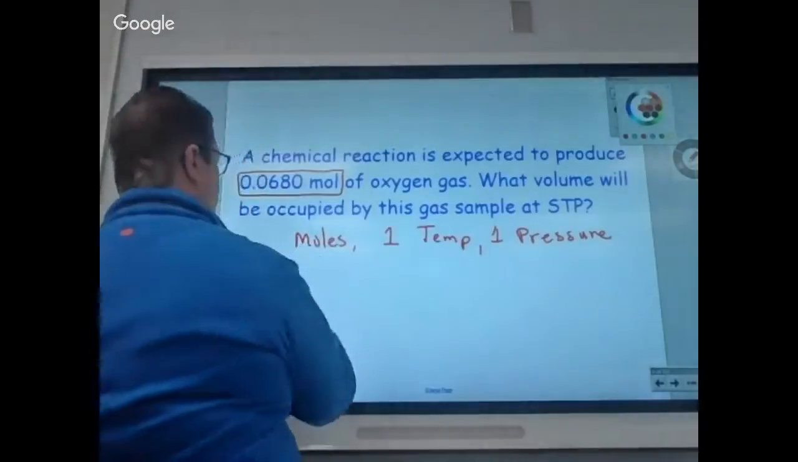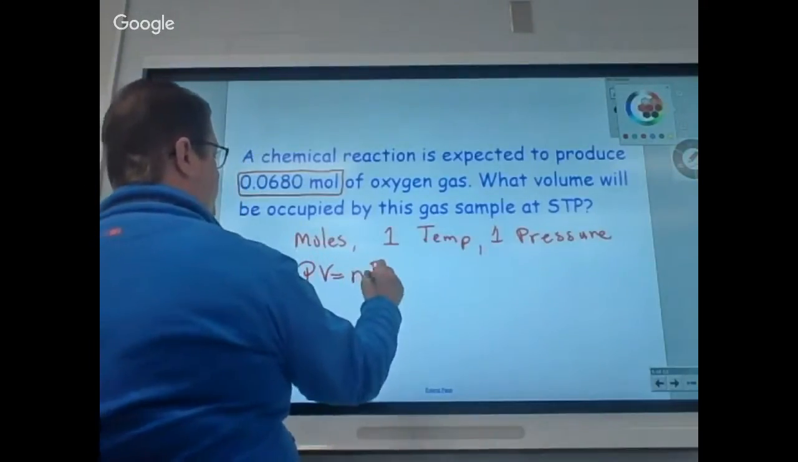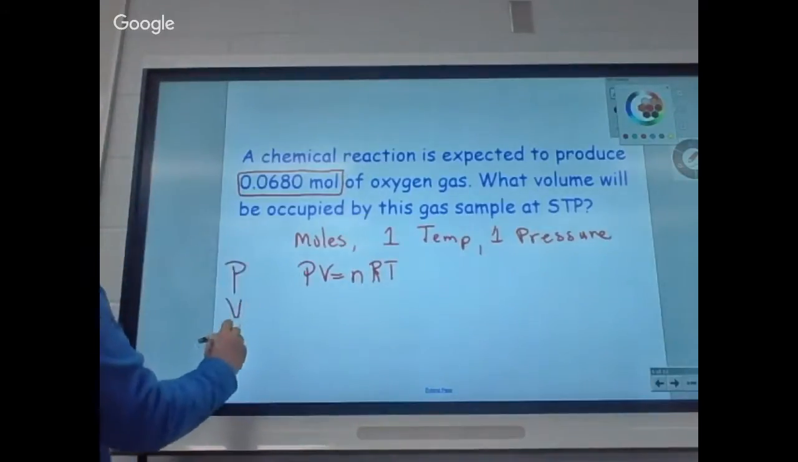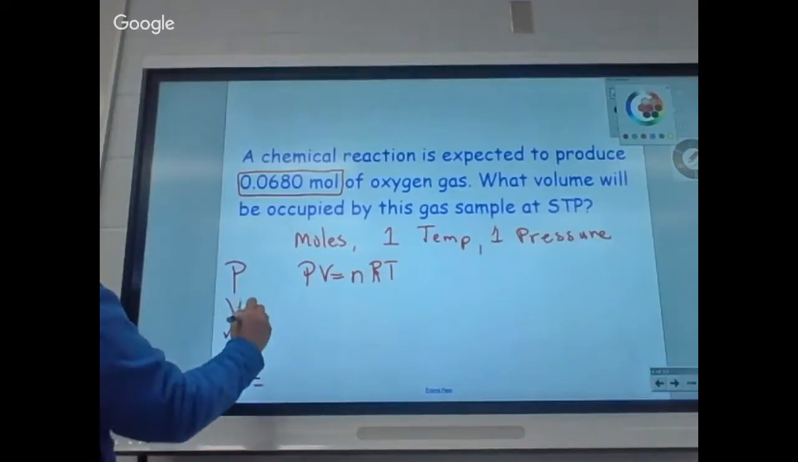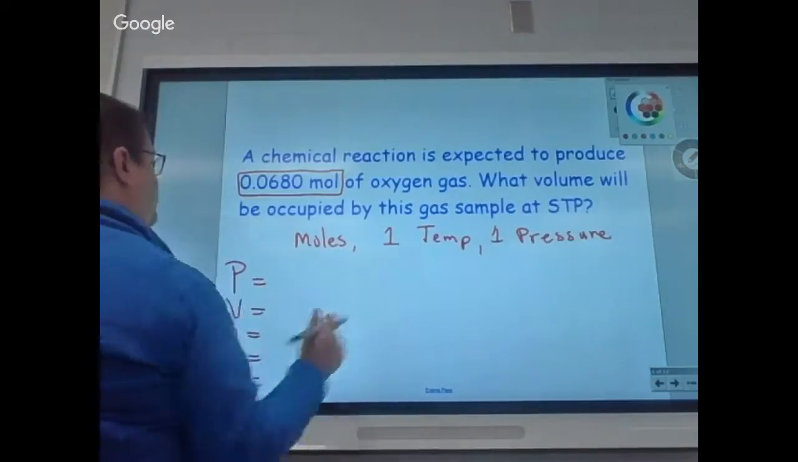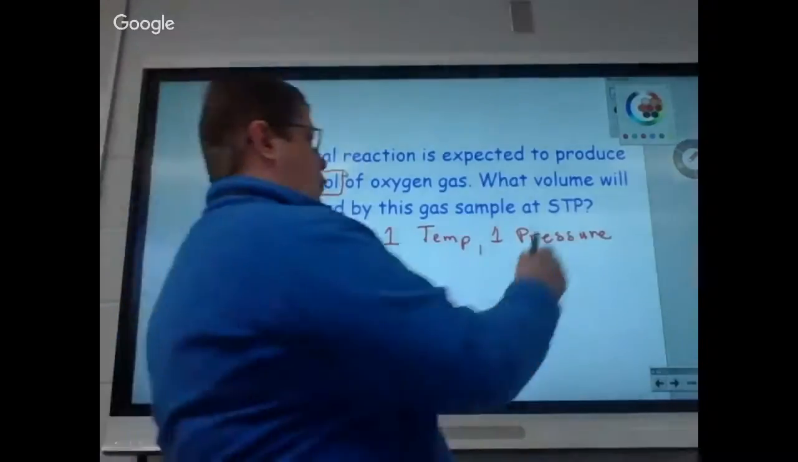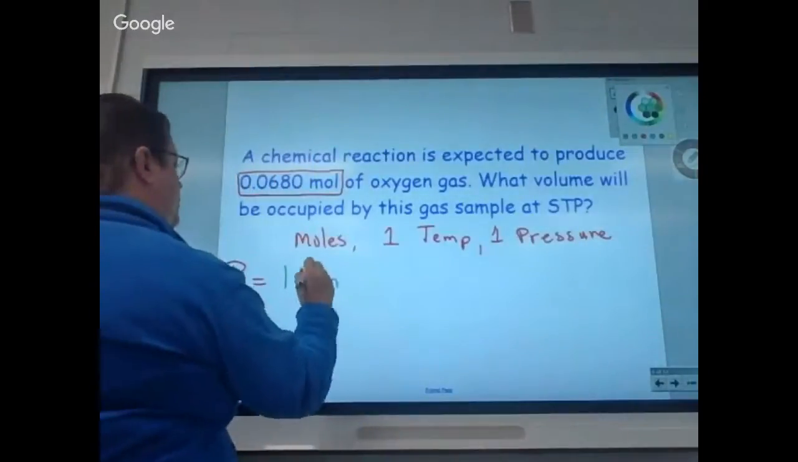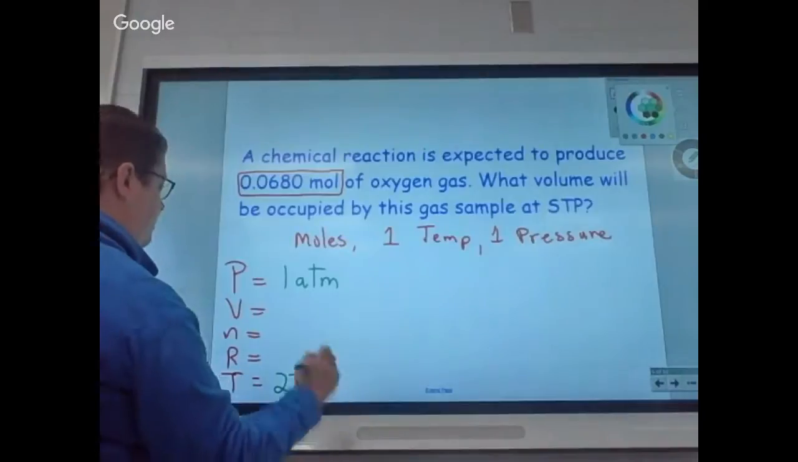So when you go to plug into PV equals nRT, which is what most of you are going to think, all right, let's go with that. PV, nR, and T. Get rid of that for right now so I have some space. What's my pressure? 1 atmosphere. Give me something else we know. 270 Kelvin.